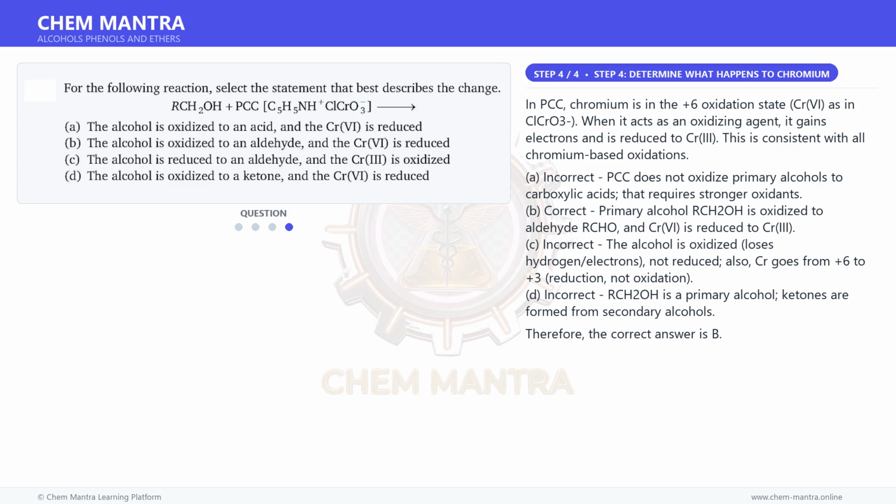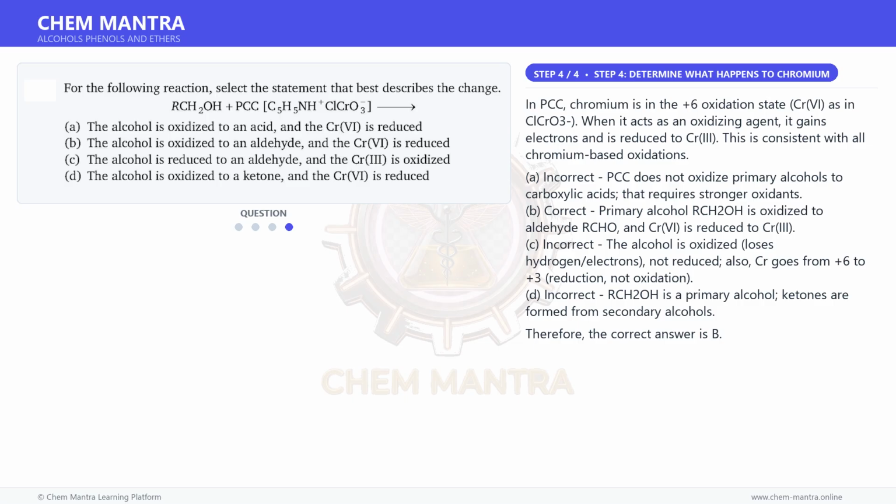And for the final step. In PCC, chromium is in the +6 oxidation state, Cr6+, as in CrO3. When it acts as an oxidizing agent, it gains electrons and is reduced to Cr3+. This is consistent with all chromium-based oxidations.